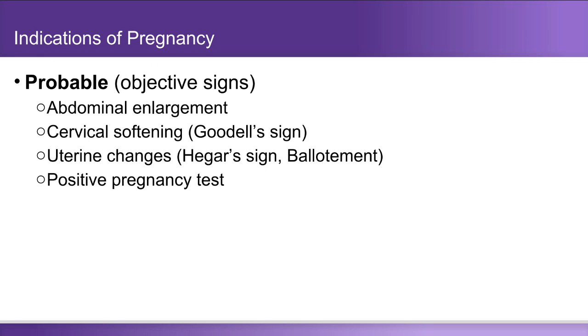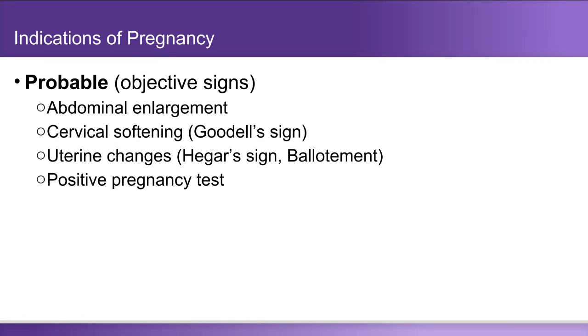So also there might even be some cervical changes. And so remember we talked about the softening of the cervix, which is Goodell's sign. Sometimes that can occur without pregnancy and be related to other hormonal issues. Even some of the uterine changes, we're going to talk about some of these, but one of the ones we're going to talk about is Hegar's sign and Ballottement. Sometimes the provider might feel these signs, but again, it could be caused by something other than pregnancy.